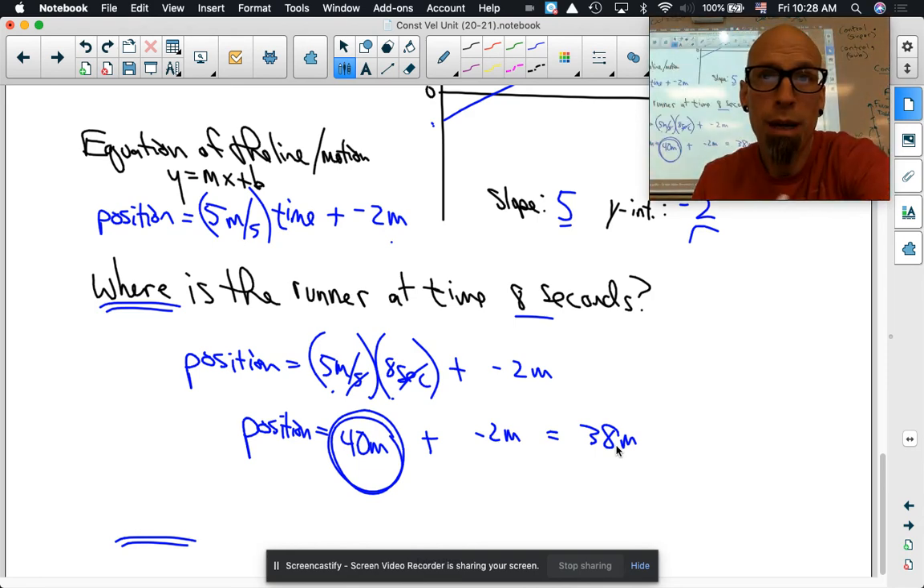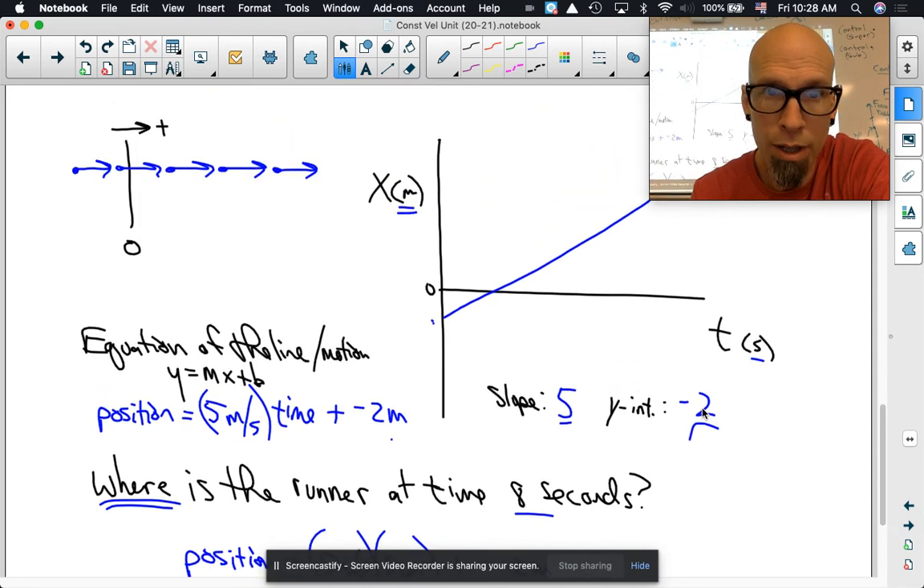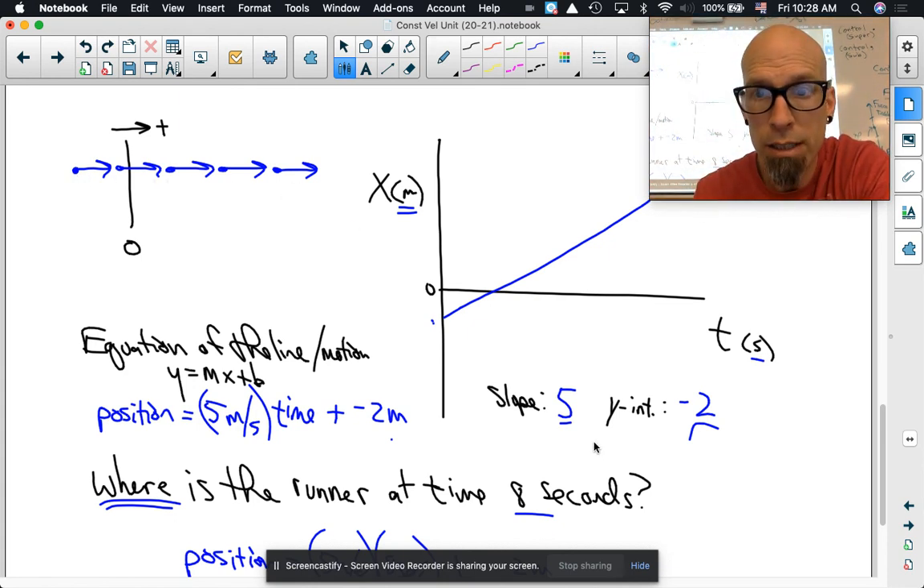So that's what you need to be able to do for the quiz. That's what we did in class for the quiz. And then, yeah, hopefully this makes sense. Now, how would you describe this in words? Well, again, I would say the runner started with a negative position, traveled in a positive direction with a constant velocity of, you could even say 5 meters per second because that's the number that I gave you. So that's how this works. Hopefully that makes sense.